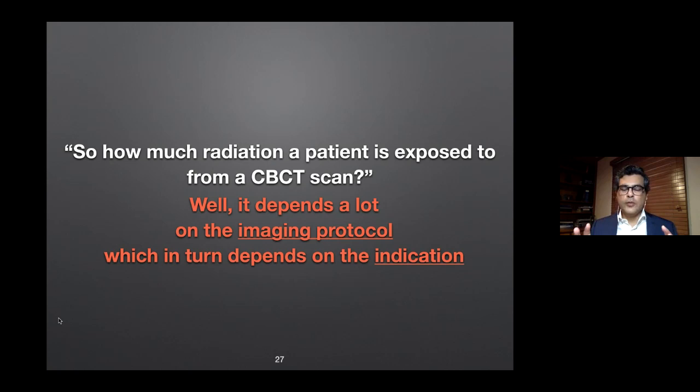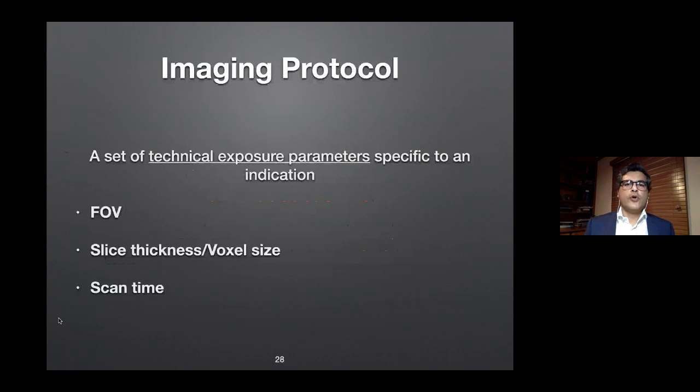So, what is an imaging protocol? An imaging protocol is essentially a set of technical exposure parameters specific to an indication. And what are those technical parameters? The FOV, which I explained to you earlier. The slice thickness or voxel size. This determines the resolution, whether a scan will be a high resolution scan or a low resolution scan. And then the scan time, how long you want to scan. Generally speaking, the things that you can adjust in a cone beam CT are the FOV and slice thickness or voxel size, which essentially are pretty much the same thing. Scan time is then automatically determined by the software or the machine.